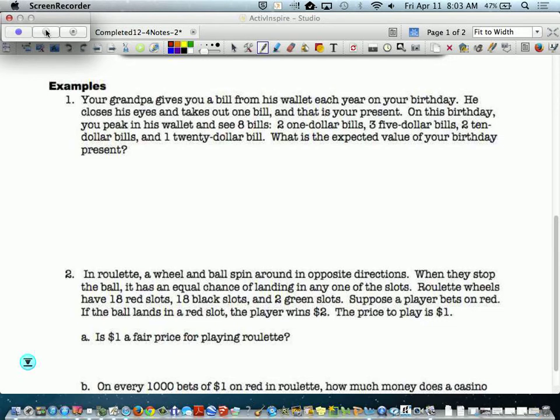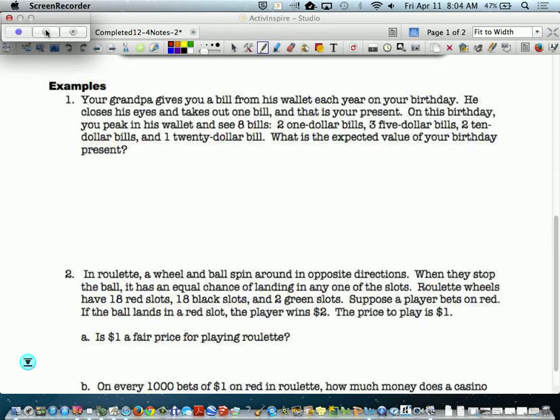this particular one is, your grandpa has for your birthday this game that he plays with you. So every year he takes his wallet, opens it up, and you get to close your eyes and draw one of the bills out of there. So on his birthday, you peek in the wallet and you see there are 8 bills. There are 2 $1 bills, 3 $5 bills, 2 $10 bills, and 1 $20 bill. What is your expected value of your birthday present?